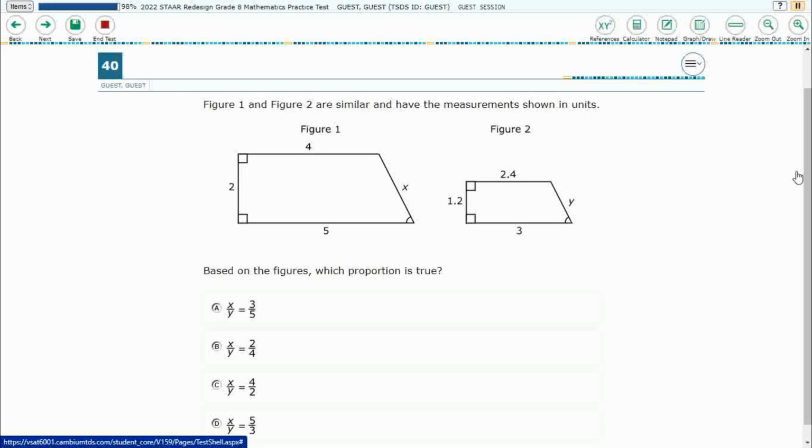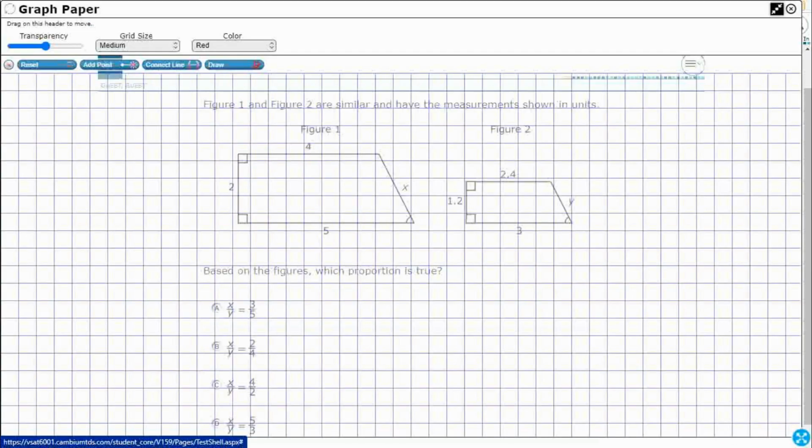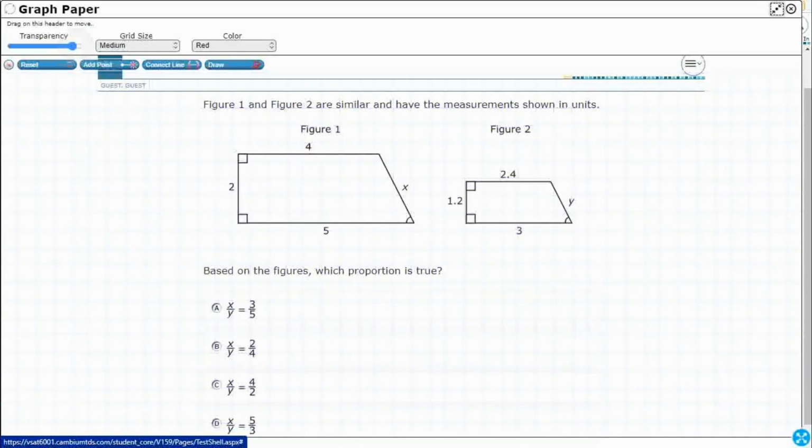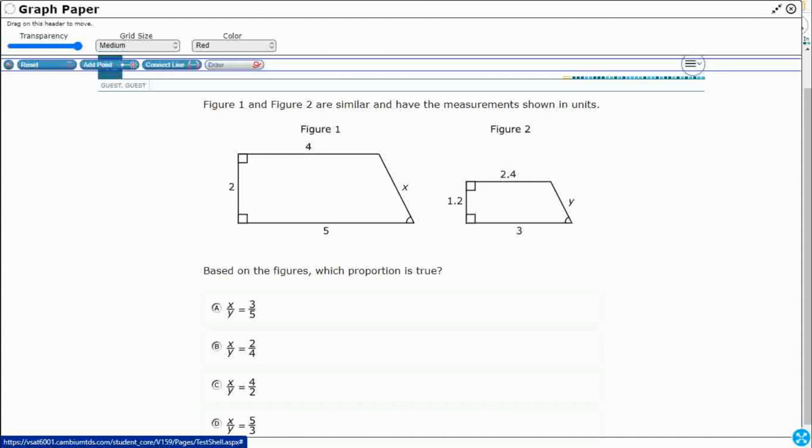So we've got two figures, and they are similar, so that's going to be important for us because we are going to be able to make some proportions. We simply need to find which of these proportions is actually true. And thankfully, they are oriented in the same direction. Sometimes they'll rotate one of them, and that just makes it a little bit more difficult.